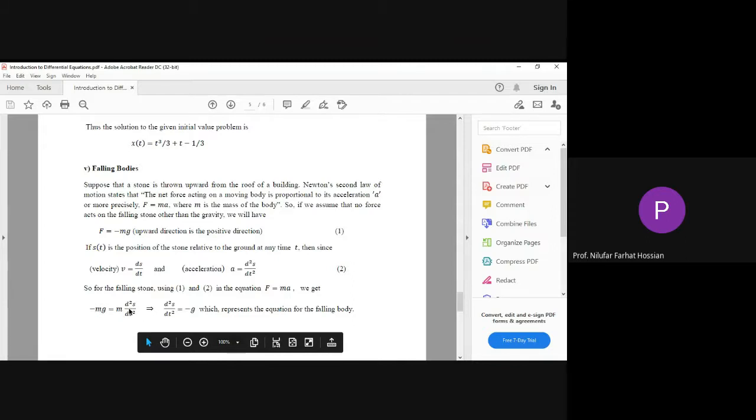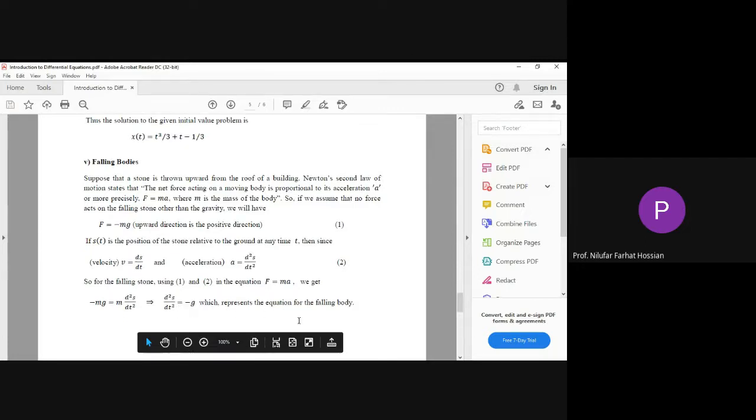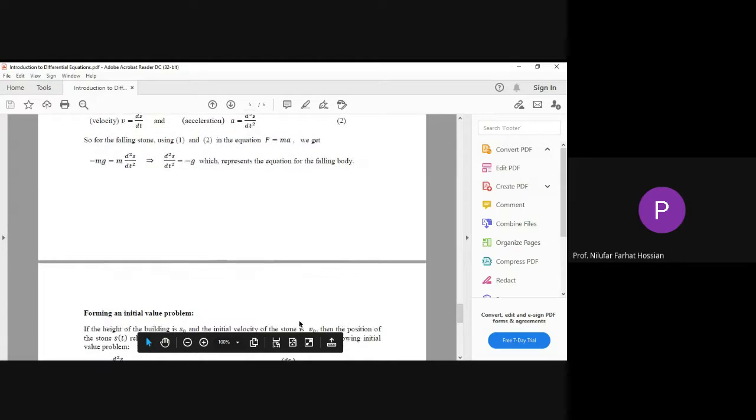Cancel out. So d square s by dt square equals minus g. So this is the famous equation for a falling body. It is the equation for a falling body.